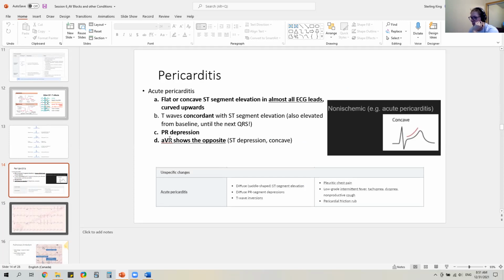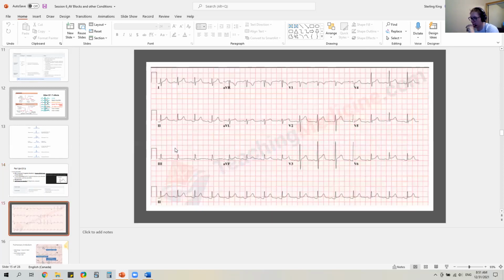If it's mostly an S wave, it's mostly going down. The PR is depressed, so this is actually going to be low. And then aVR shows the opposite. So the ST is depressed, and then it's going to be a concave shape. And when you see it, it stands out. So yeah, if we look at this, you can see in the lateral leads, it's elevated. It's got this concave shape, elevated, concave shape.